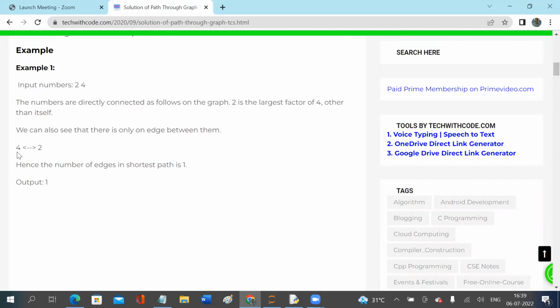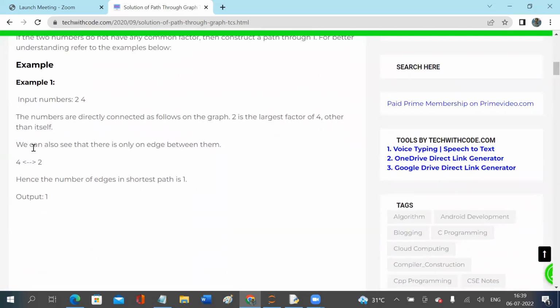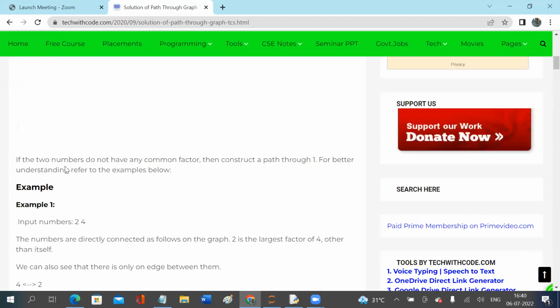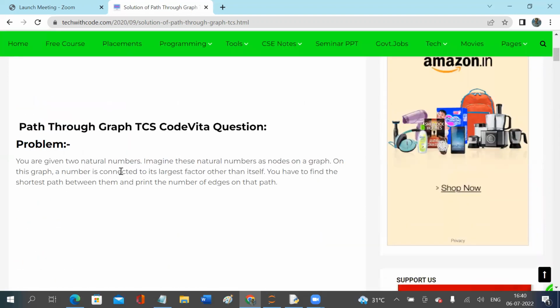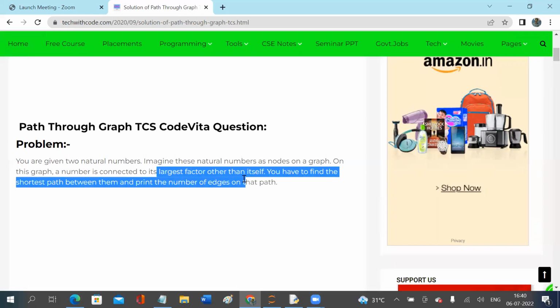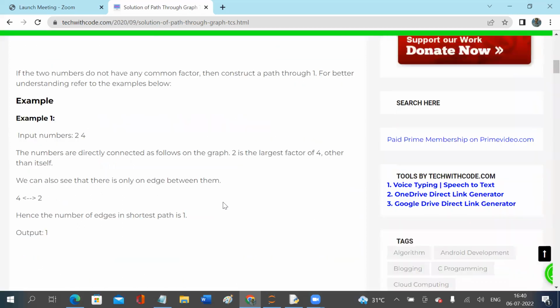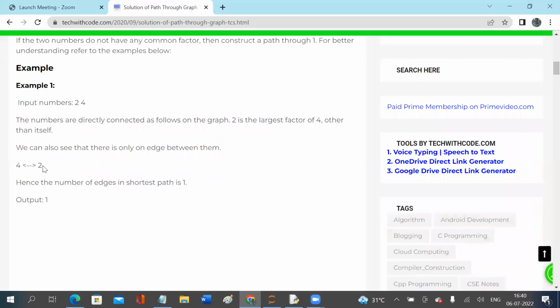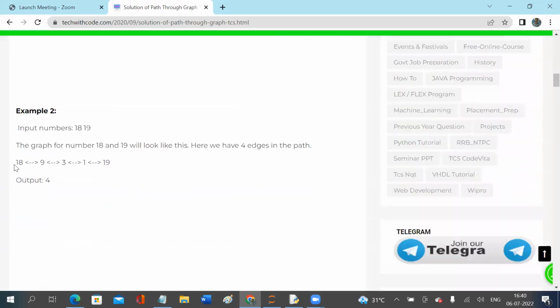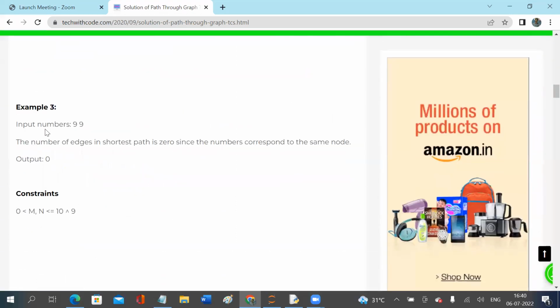When the second number is the greatest factor of the first number, output is 1. What is the greatest factor of 4 other than 4? The factors of 4 are 4, 2, 1. The largest factor of 4 other than itself is 2. So when the second number is the largest factor of the first number, then output is 1. When both are the same, output is 0.